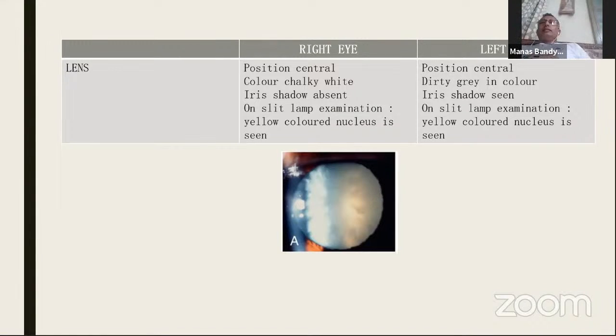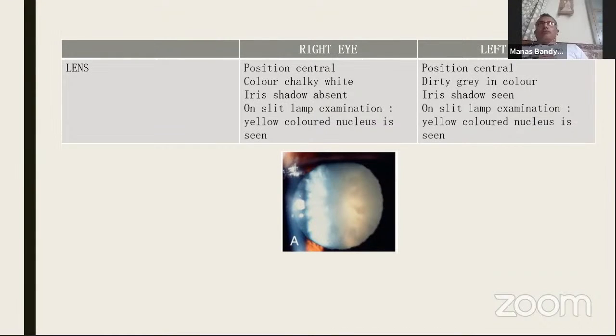So why do you say this is a cortical cataract? Because usually shades of white opacities are seen in the cortex only. In the nucleus, the opacities are yellowish in color. As in the right eye, we can see chalky white in color. So it is probably cortical cataract. Okay. And you dilated both the pupils, isn't it, afterwards? Yes, sir.